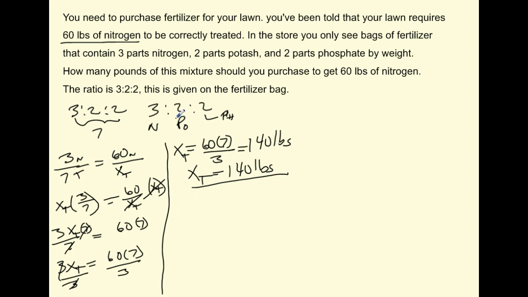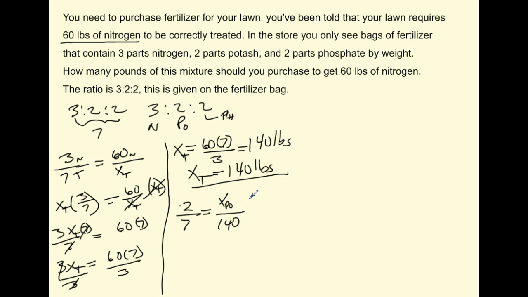Okay? So now let's see how much potash we have. Well, we look at our ratio here, and for the nitrogen, we had 3/7. So for the potash, we have 2/7. So that's 2 parts potash to 7 whole is equal to how many parts of potash? Well, we don't know, because in the nitrogen, we were given a part, but in potash, we're not given a part. So we'll call that XPO. What's the total that contains the part of potash? Well, the total is 140 pounds, which we calculated with the nitrogen.